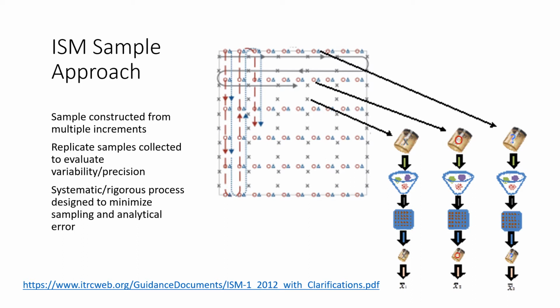So we're going to get data that are reproducible, and we can evaluate these replicate samples to see how reproducible they are. We can quantify the variability between these samples to let us know how much heterogeneity is in the soils that we're sampling from.